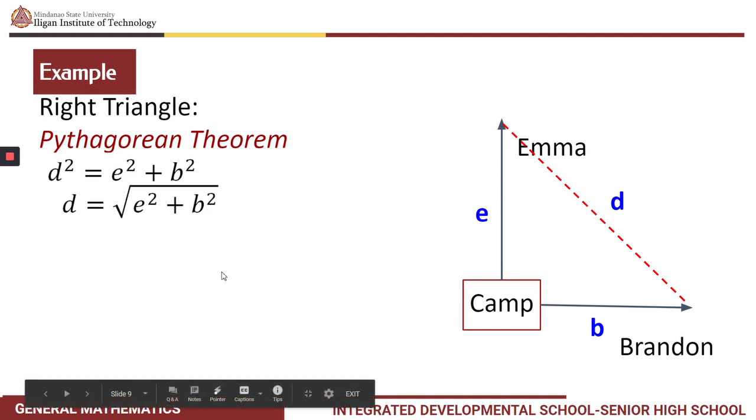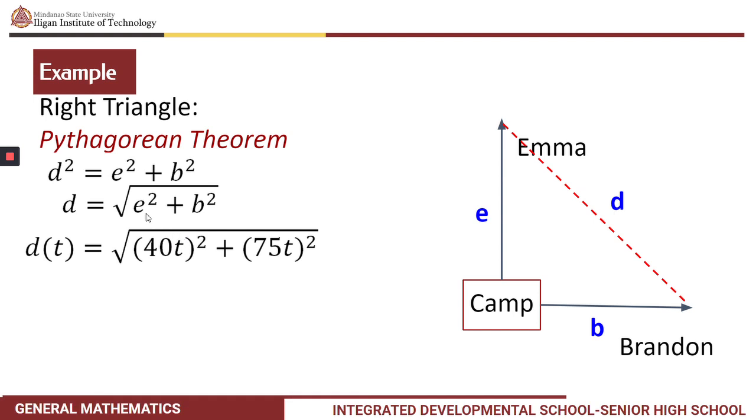So how can we relate it with the situation? We know that Emma's speed is 40 kph. We also know that Brandon's speed is 75 kph.